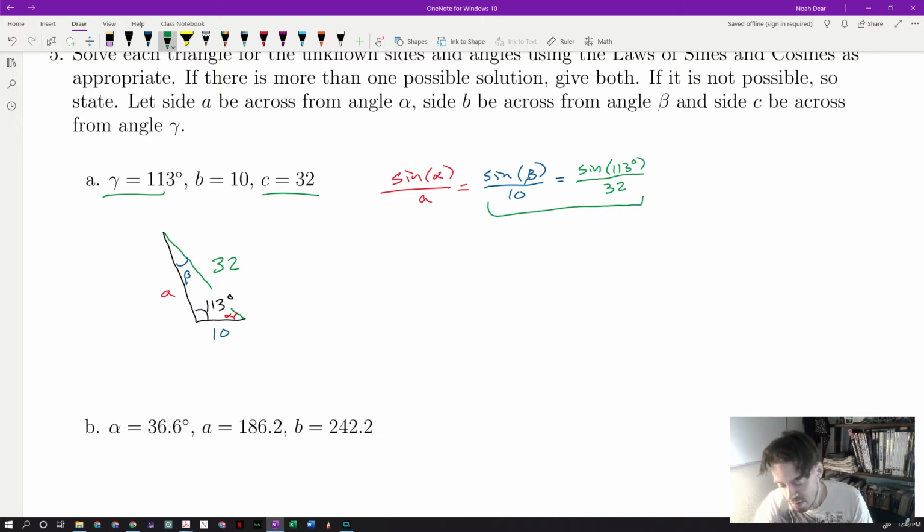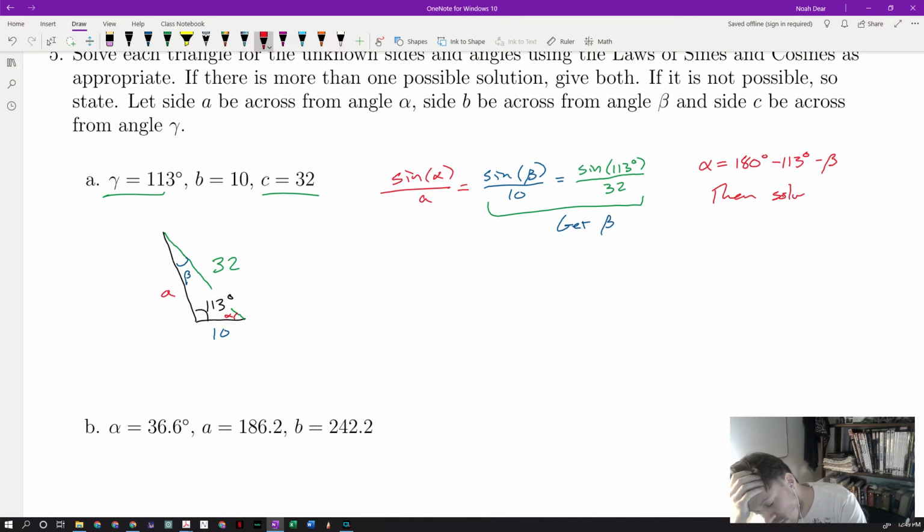So we could do this to get beta. And then from beta, I could get alpha equals 180 degrees minus 113 degrees minus beta. Cool, so that looks like it would get us there, and then we could finally solve for A after we have the alpha value, because that would be our last piece. Cool, so law of sines would work.